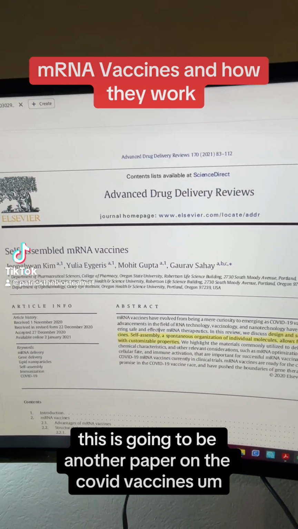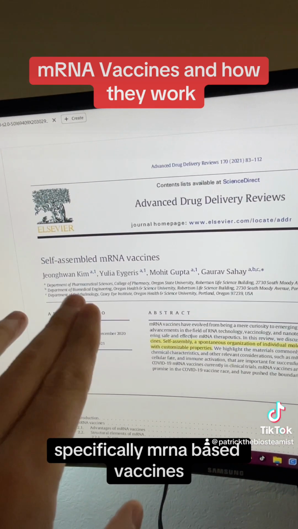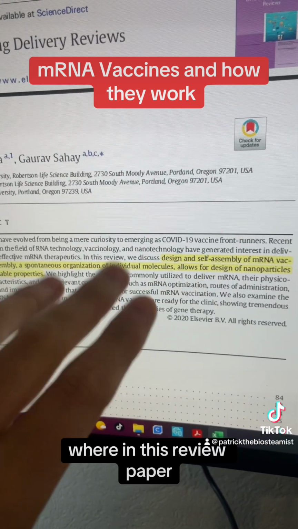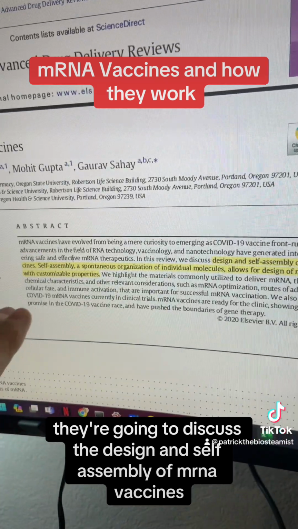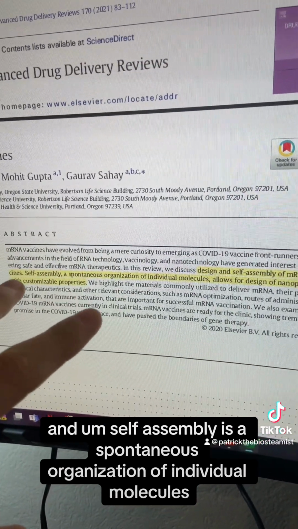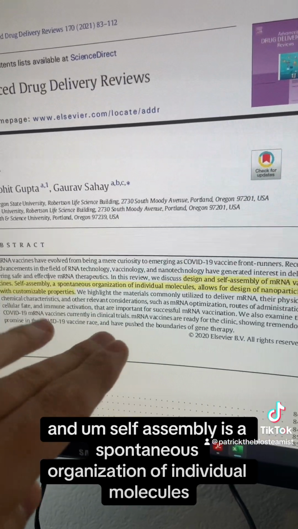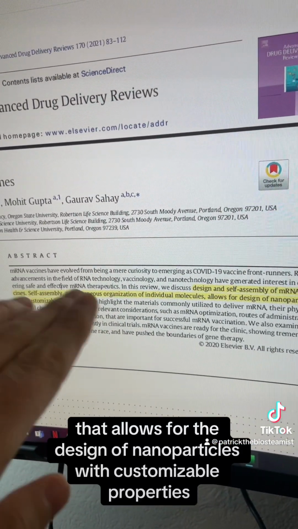This is going to be another paper on the COVID vaccines, specifically mRNA-based vaccines, where in this review paper they're going to discuss the design and self-assembly of mRNA vaccines. And self-assembly is a spontaneous organization of individual molecules that allows for the design of nanoparticles with customizable properties.